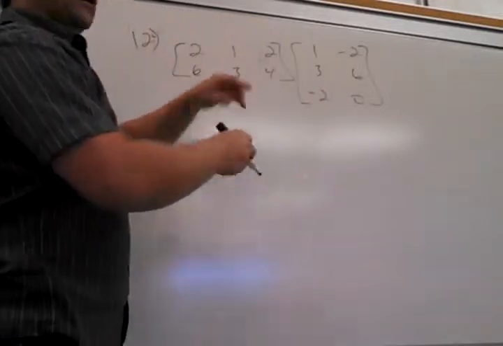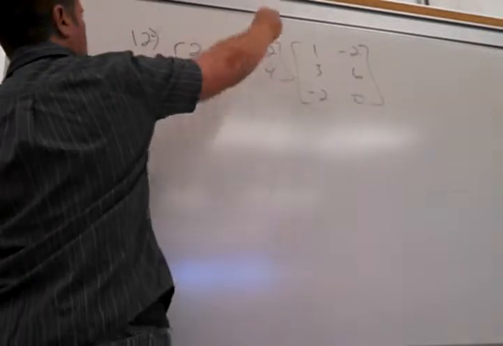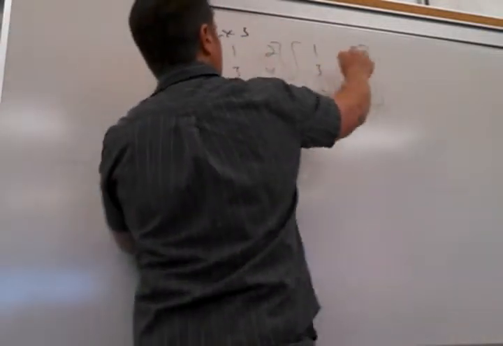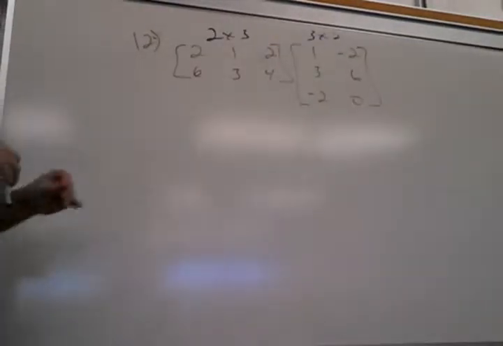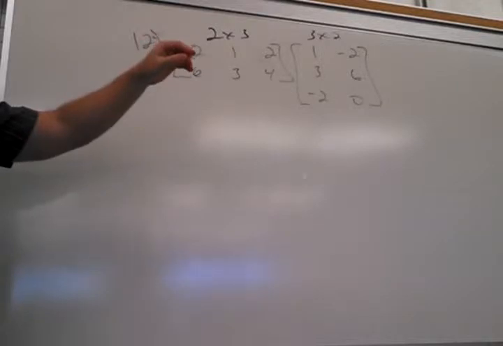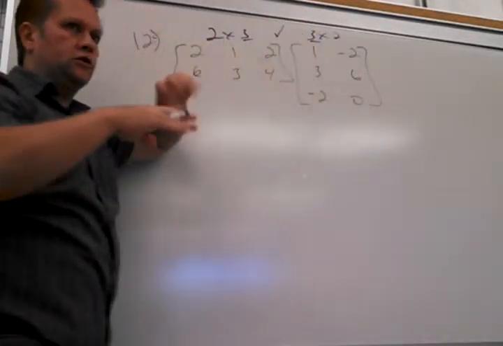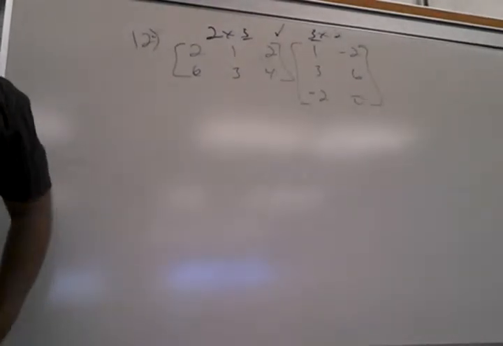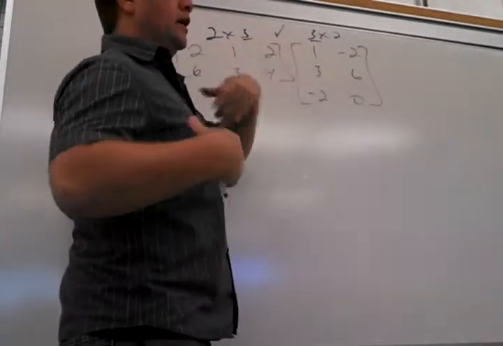So how big is this guy here? This is a 2 by 3, and this is a 3 by 2. So they can be multiplied. What's kind of neat is if I turn it around, would it work the other way? Yes, because then the 2's would match. But right now the 3's match. That's what tells me I can do it. The inner ones match, so I can actually multiply this.